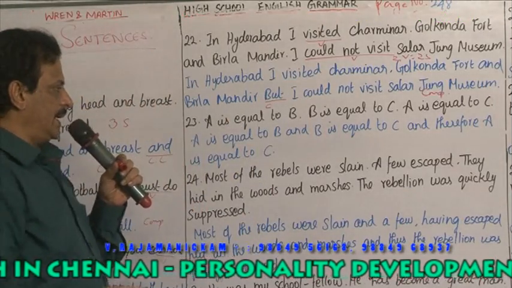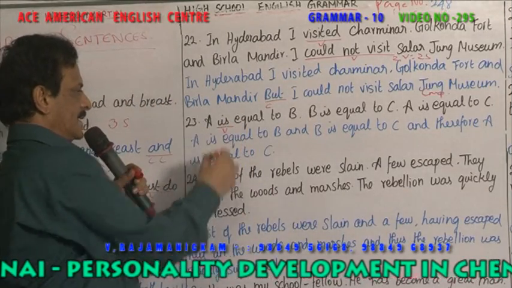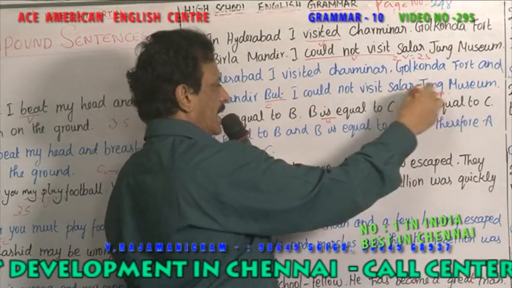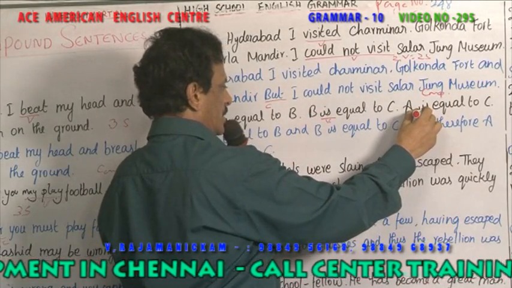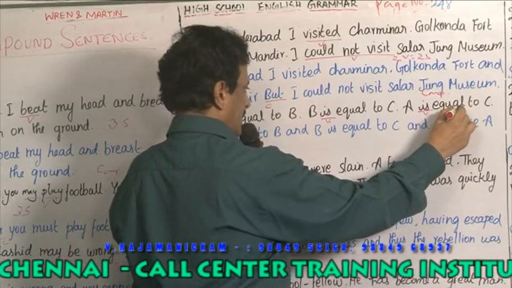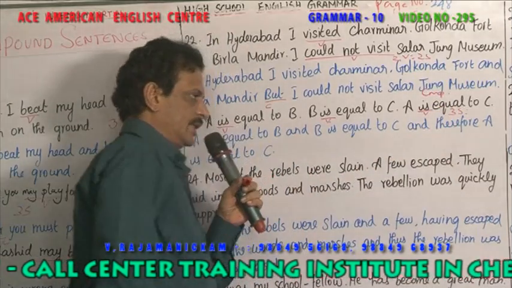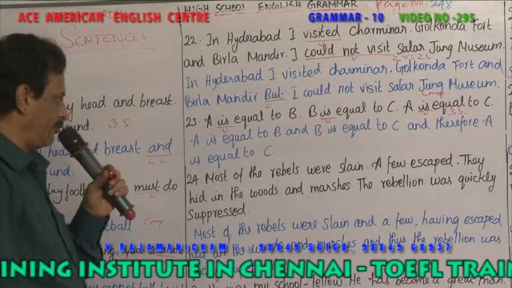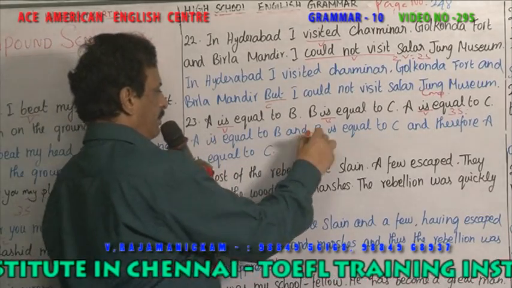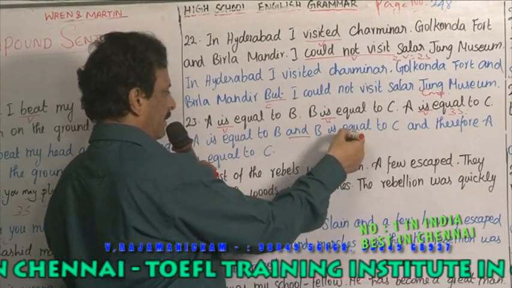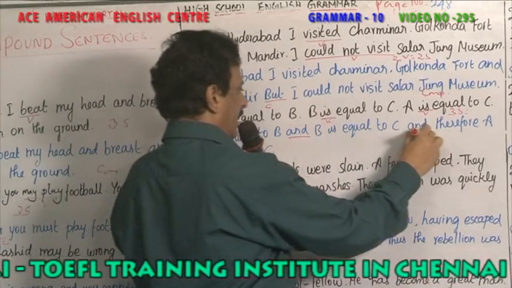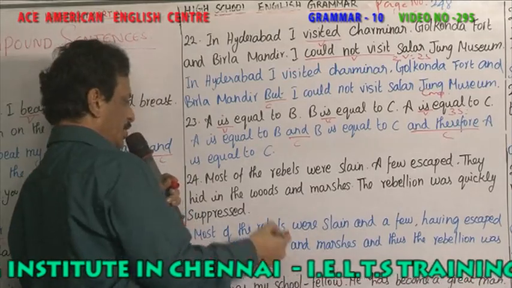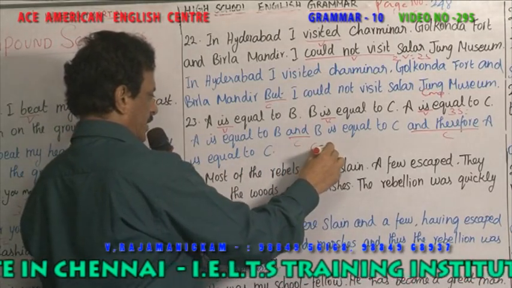A is equal to B. Is is a verb. So one sentence. B is equal to C. So is is one other verb. Second sentence. A is equal to C. So is is one other verb. So three sentences, three verbs. How do you connect all these with a conjunction? Therefore, A is equal to B and B is equal to C, and therefore A is equal to C. So you are using and, a conjunction, and therefore, a conjunction. So this becomes a compound sentence.